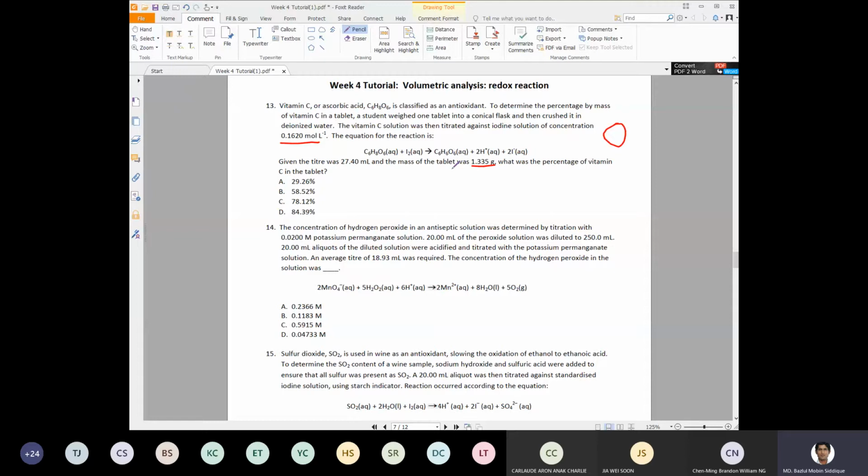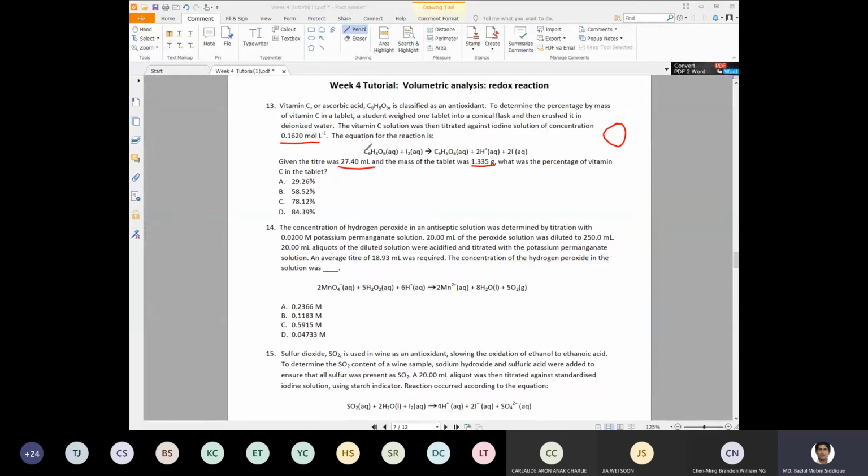So titration endpoint we find 27 milliliter, right? So what is the percentage by mass? One helpful thing is that it is a 1:1 reaction. So that means one vitamin C, one iodine is reacting. So if we know the number of moles of iodine, we can find the number of moles of vitamin C as well.